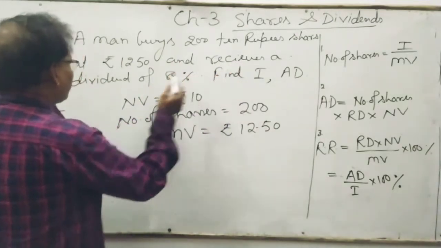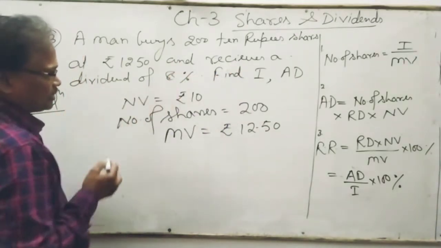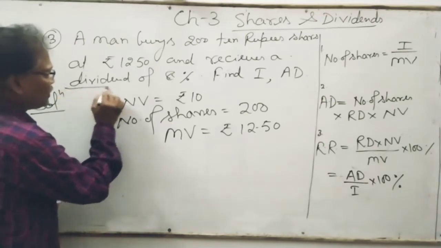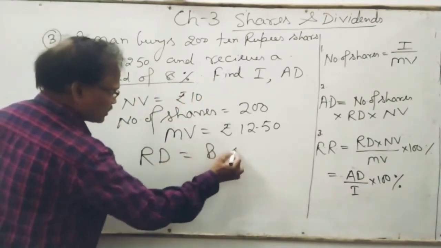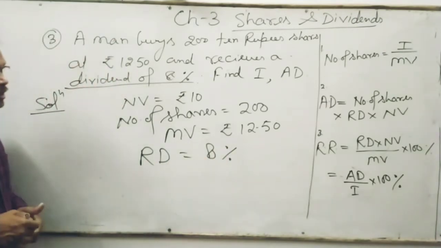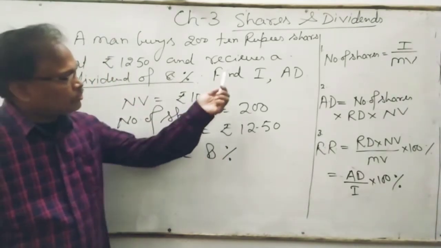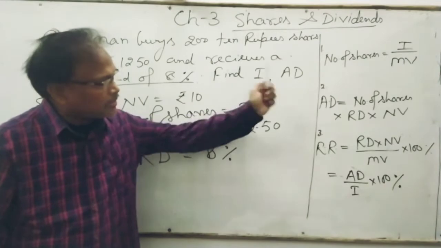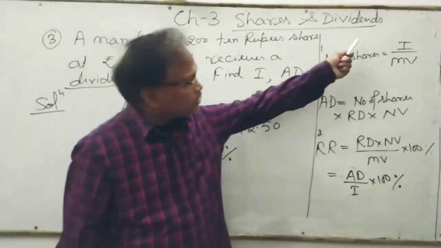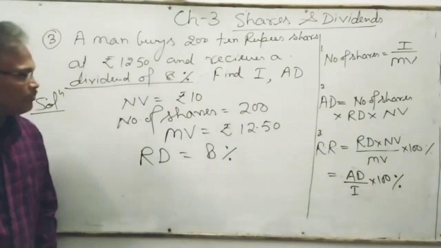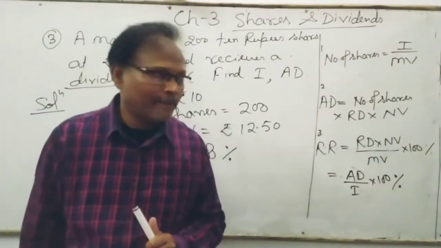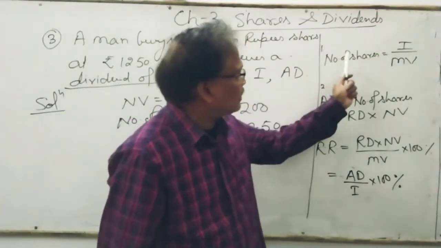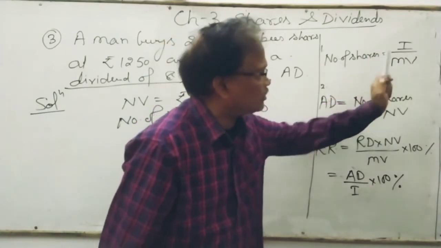Now I receives a dividend of 8%. Here the dividend of 8% means this is the RD, the 8% rate of dividend. These quantities are given. Now you find the investment and annual dividend. If you see this formula, how to find the investment? Investment means number of shares into market value.